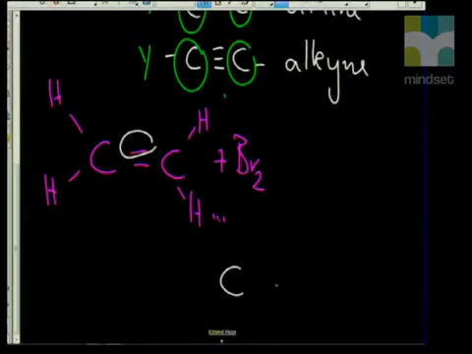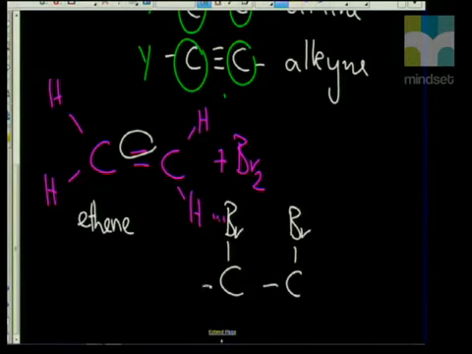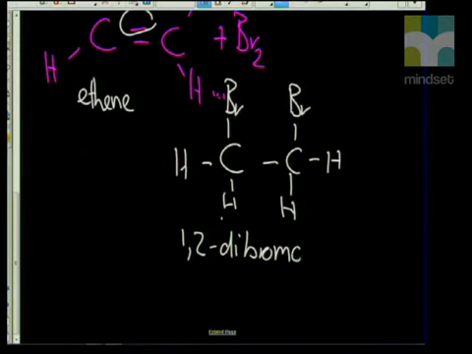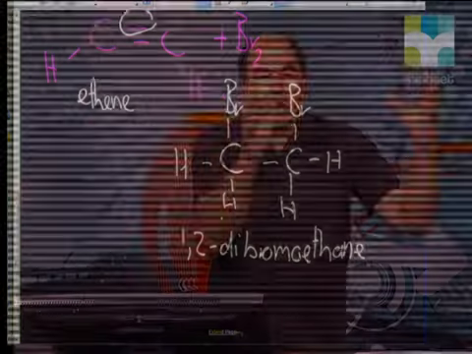And we get the situation that we go from an alkene, like ethene, to something like this, which we would call dibromoethane. And if I wanted to be really correct, I would call this 1,2-dibromoethane. I hope you can see that we've gone from being unsaturated to being saturated.